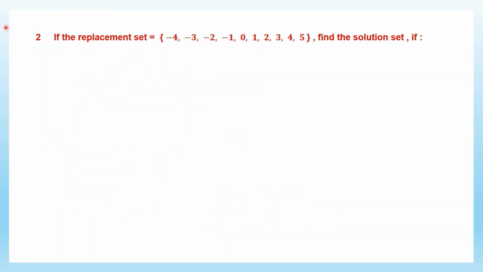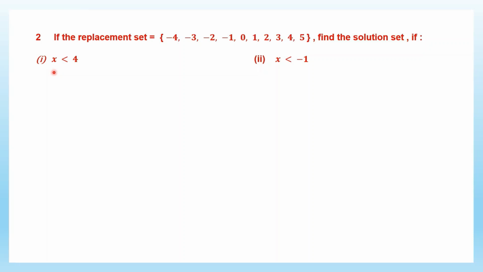Now question 2. If the replacement set is this much, find the solution set. So what is a replacement set? It is a set of numbers or values from which we find the solution set or the value of x. So all these values here form the replacement set. And we have studied sets, that's why we find all these elements within brackets. So from these values, we have to find the solution set if question 1, x is less than 4 and question 2, x is less than minus 1.